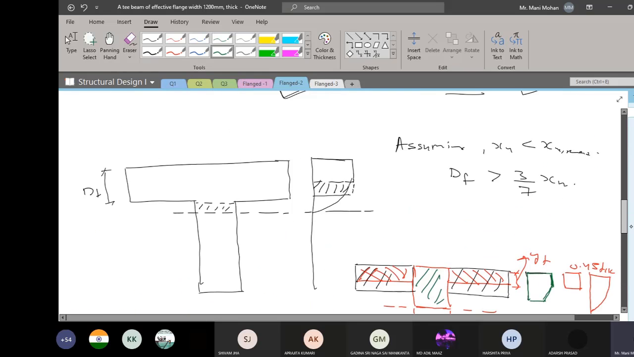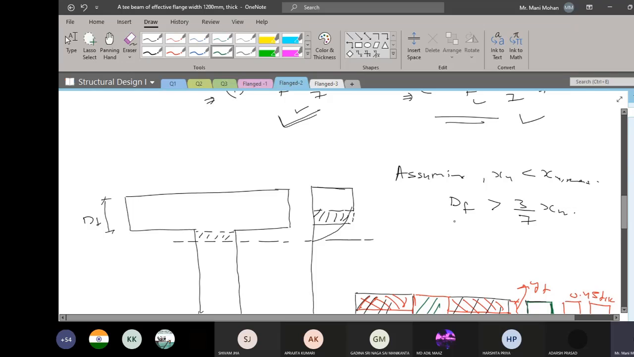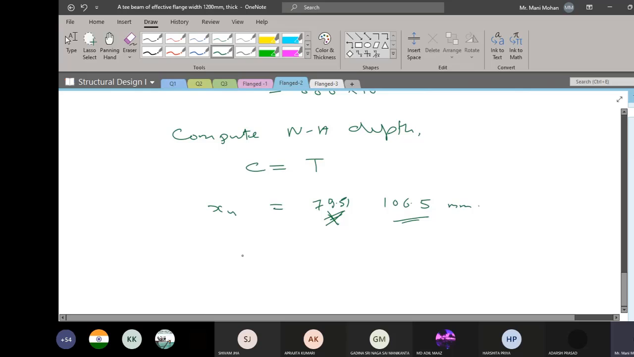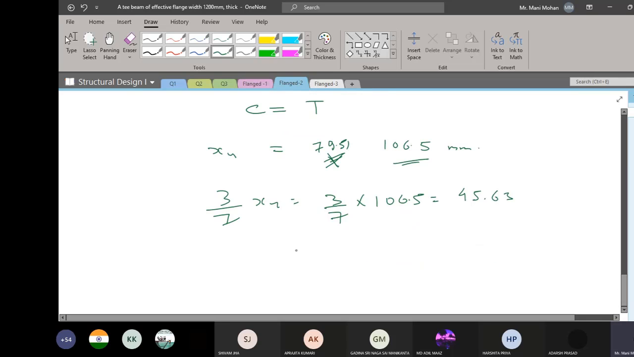So what I need to do is confirm my assumption. I said that my depth of flange is greater than 3/7 XU. So what is going to be 3/7 times XU? 3/7 into 106.5, how much is coming? 45.63. So I can clearly see 3/7 XU is 45.63 mm, and your depth of flange, which is 100 mm, is greater than 3/7 times XU.